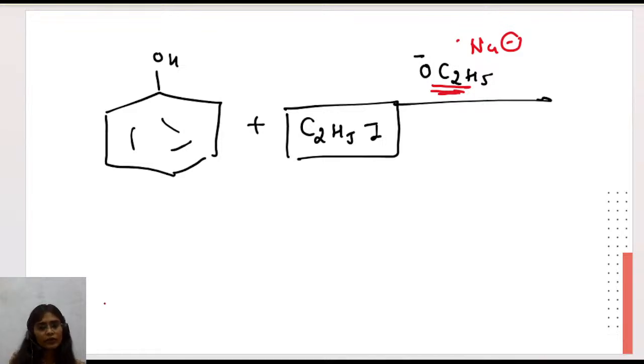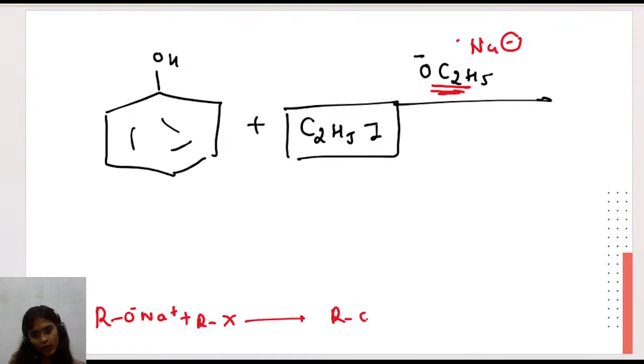Let me write a general point at the bottom so that you can get my point. What we discussed is that you have some RO negative and Na positive, there is some RX, and then there is a formation of ROR, or this NX is removed. If it is mentioned here O negative, it's understood that it's Na positive. First of all, look at this. This is my leaving group. Iodine is a leaving group, like this X part.